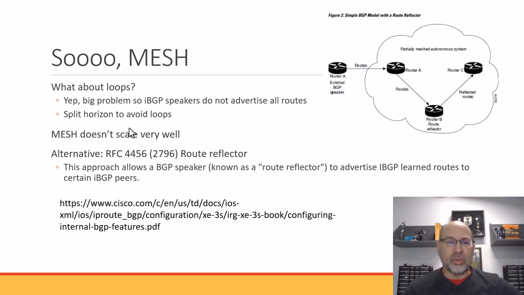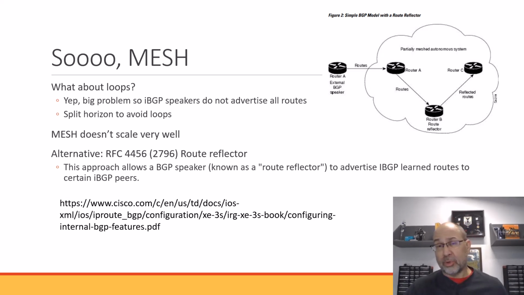And that brings us to RFC 4456, which offers this alternative to a mesh topology, which is something called a route reflector. In this case, we advertise learned routes to some BGP peers. This language is also the language that we find in the Cisco documentation. That's what this link down here is. If you look up configuring iBGP on Cisco's, you'll start to see that.